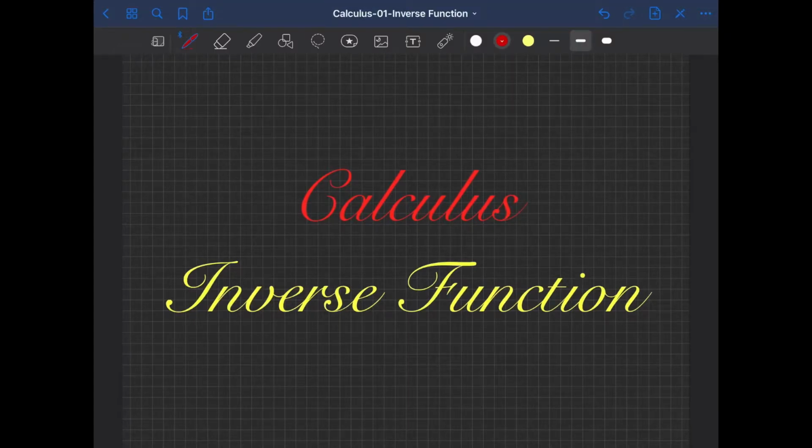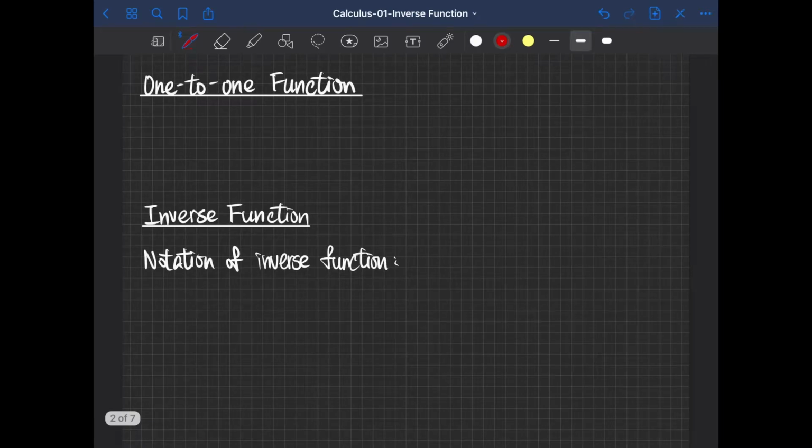In this video, we're going to discuss inverse function. Before we learn the inverse function, we need to know what a one-to-one function is, because we can only find the inverse function if it is a one-to-one function. So, a one-to-one function means the function will not have the same value.